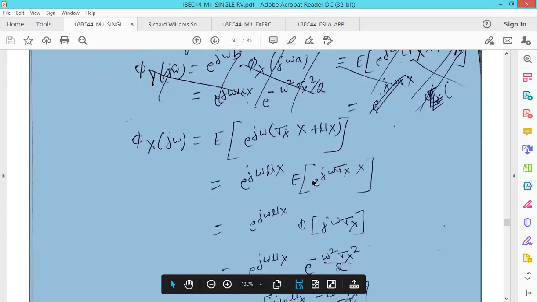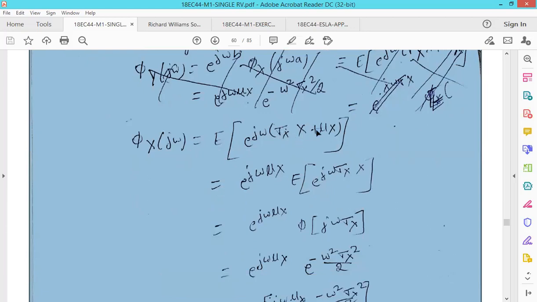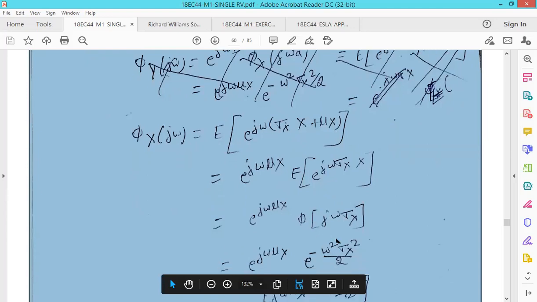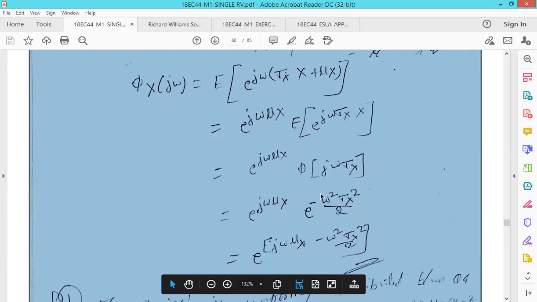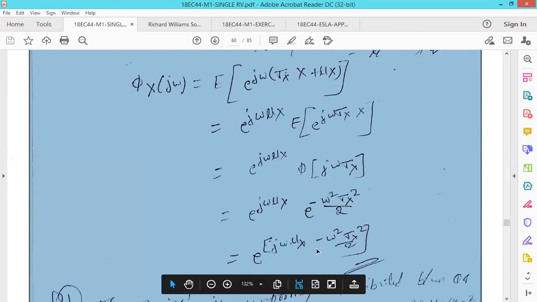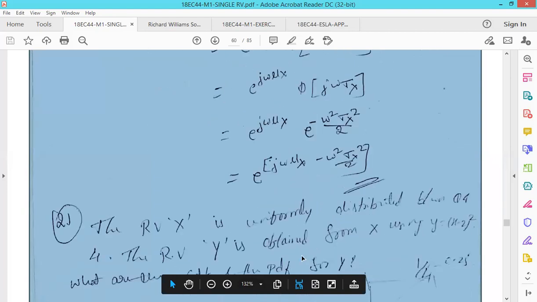So here within the expectation operator you will be having e to the power j omega sigma x into x, and now this can be rewritten as e to the power j omega mu x into this expectation, which is nothing but phi of j omega sigma x. Now, as we have seen, the equation for this has already been solved. So this can be expressed as e to the power minus omega square sigma x square by 2. So combining this, we will be able to prove the characteristic function for the given random variable.